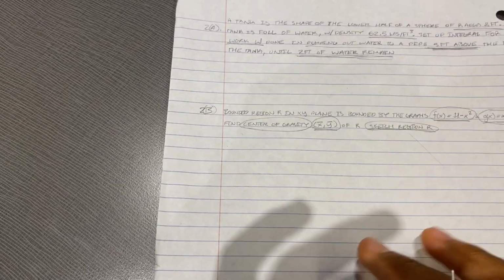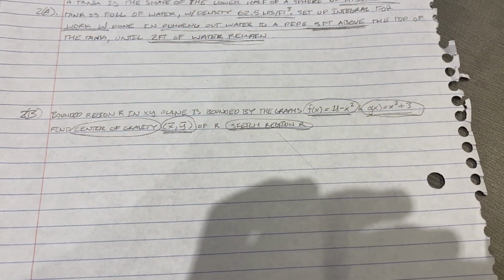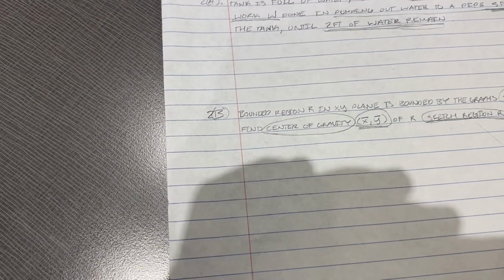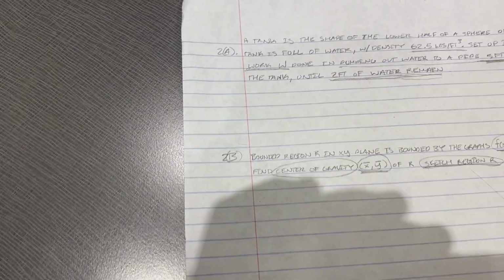Okay, so here we're trying to find the center of gravity. We know that 11 minus x squared is the f, and x squared plus 3 is the g. So in order to find the bounds, we're going to have to set them equal to each other.